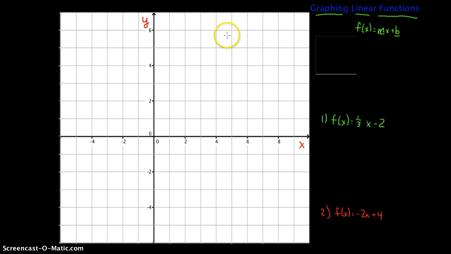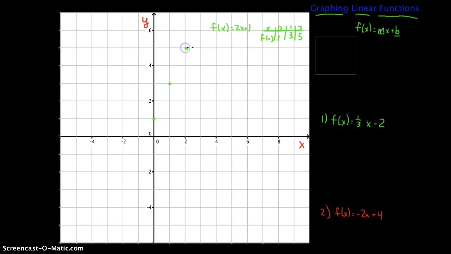Now, when we go to actually graph these functions, we've done this before using a table of values. If we had the function y, or f of x, equals 2x plus 1, we would make a table. For an input of 0, we get an output of 1, so we plot the point (0, 1). For an input of 1, 2 times 1 is 2, plus 1 is 3, which gives us an output of 3. And for an input of 2, we get an output of 2 times 2 plus 1, which is 5.